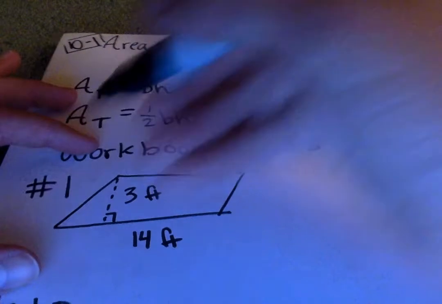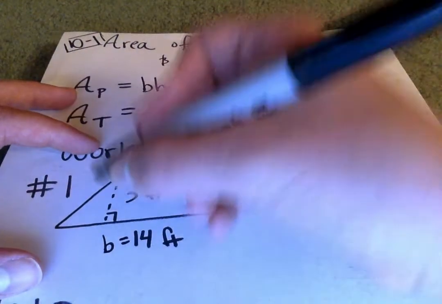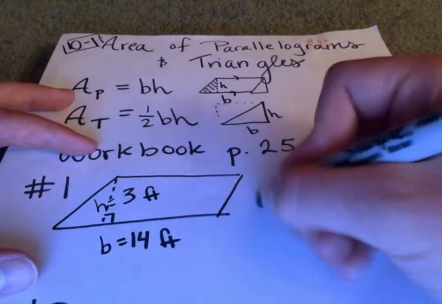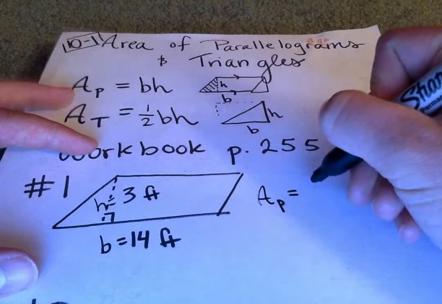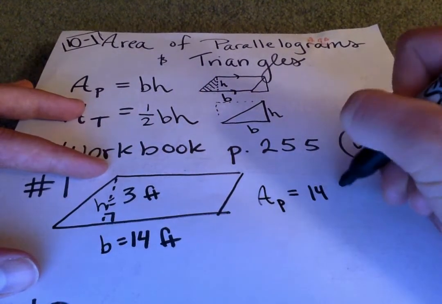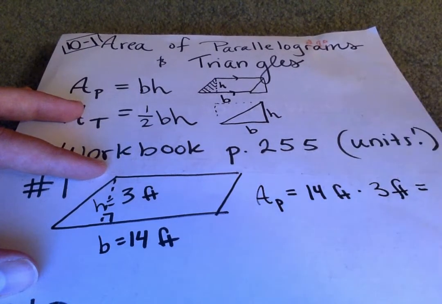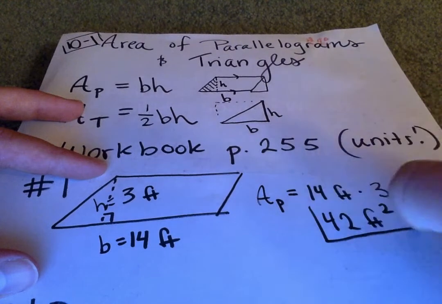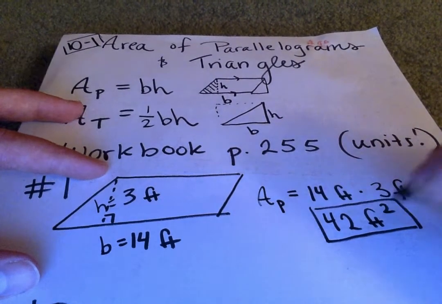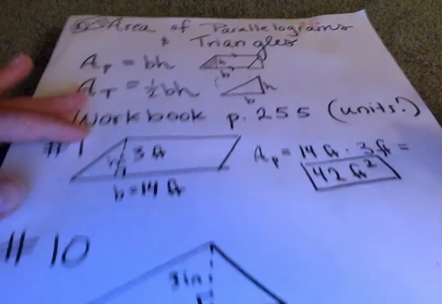We have a base of 14. And we have a height. It is giving us the height, not the side length, of 3. So my area of the parallelogram, A sub P, P is beneath the A, is just the base times the height. So 14 feet times 3 feet, and then we end up getting 42 feet squared. This is why units are important. It is because a foot times a foot is a foot squared, much like 3 times 3 is 3 squared, or x times x is x squared. A foot times a foot is a foot squared.